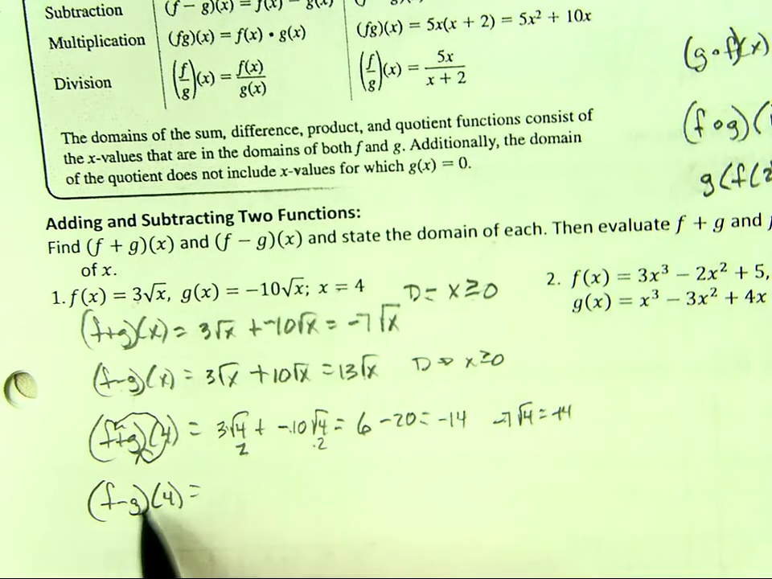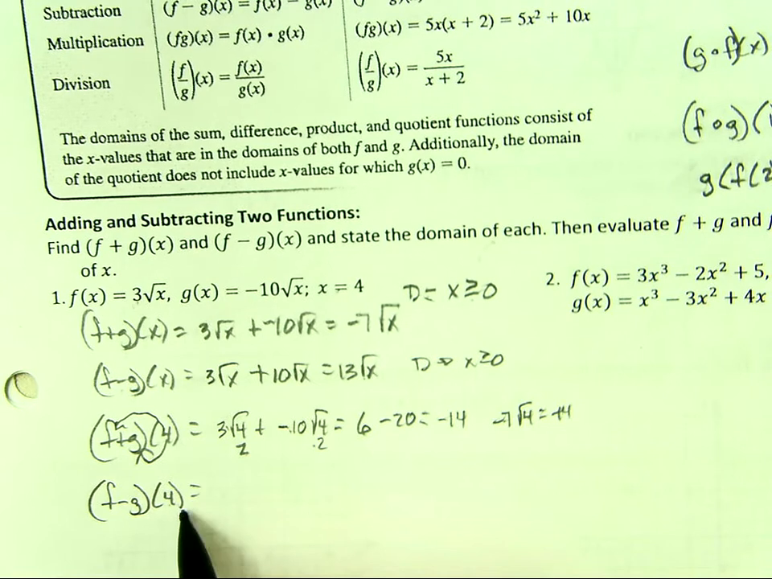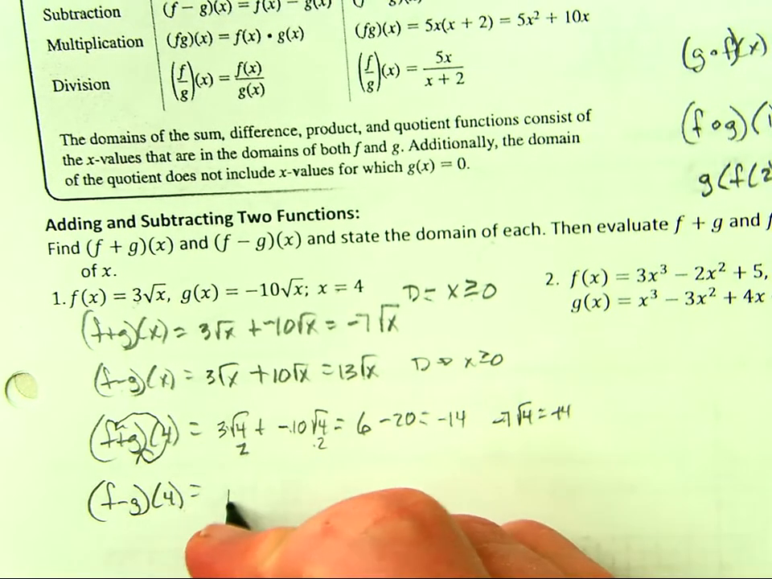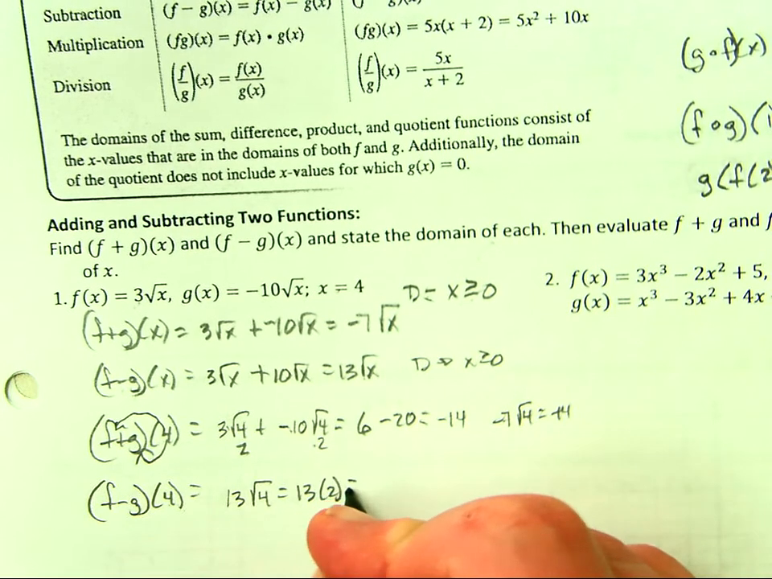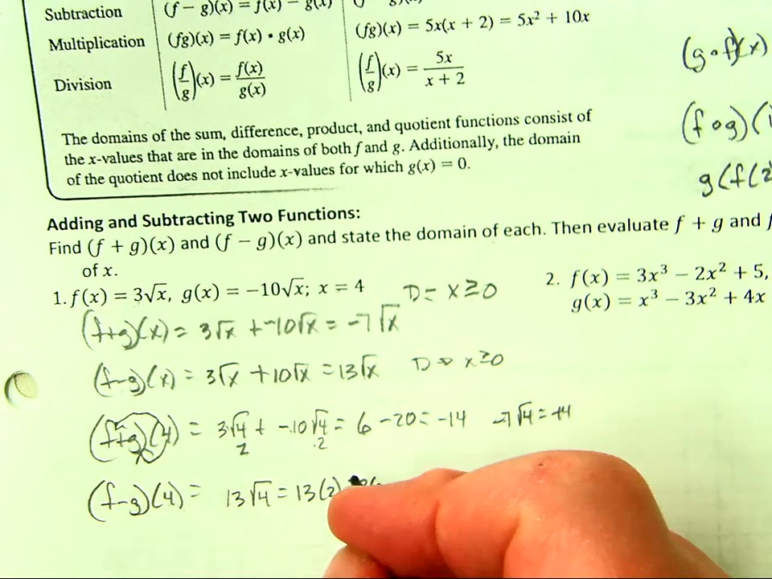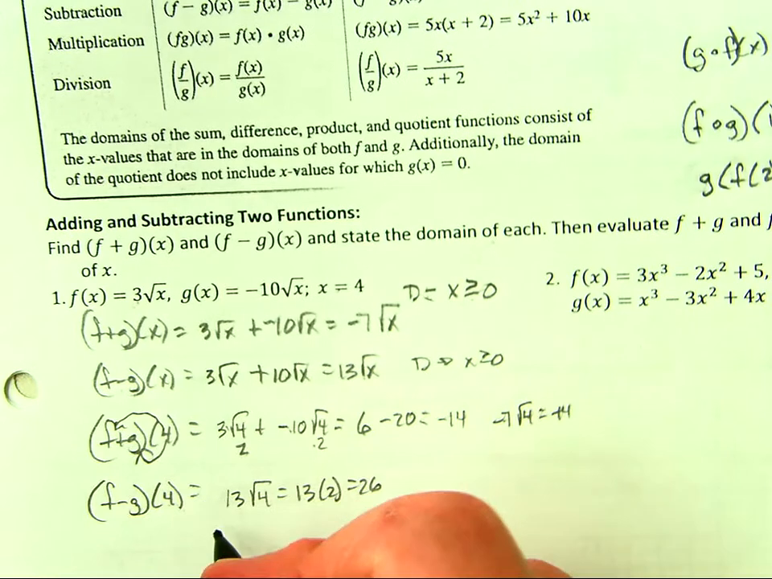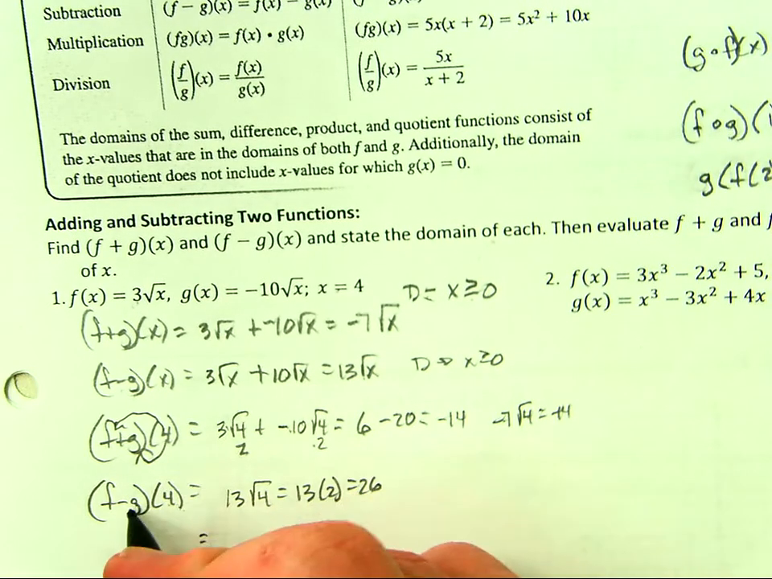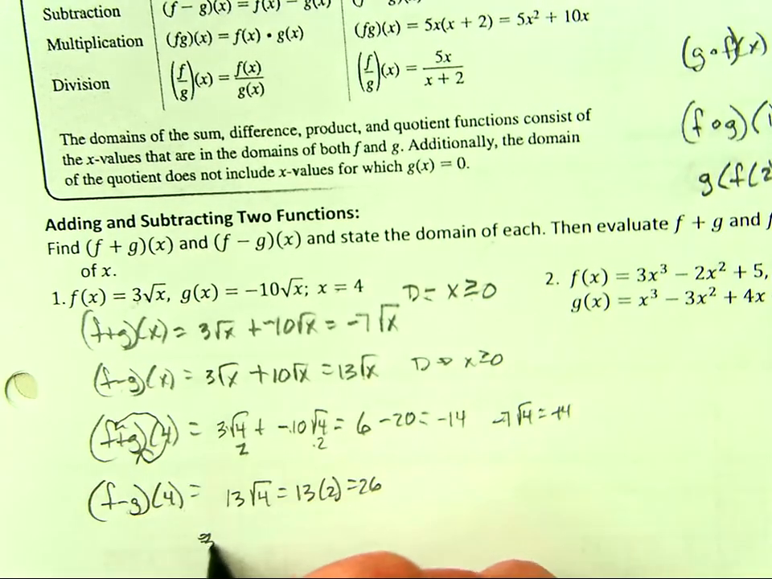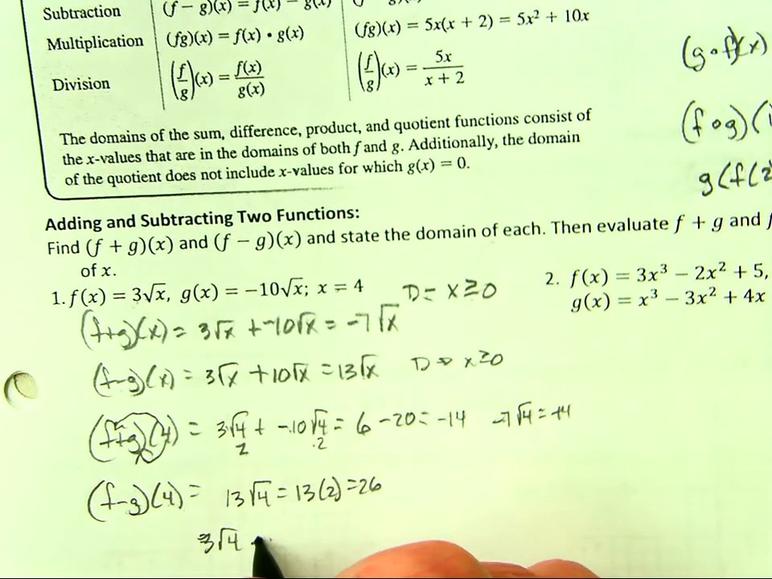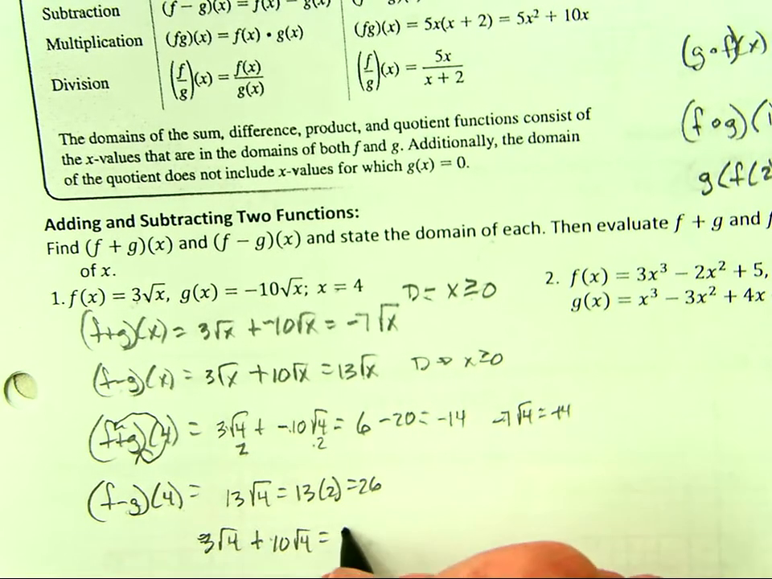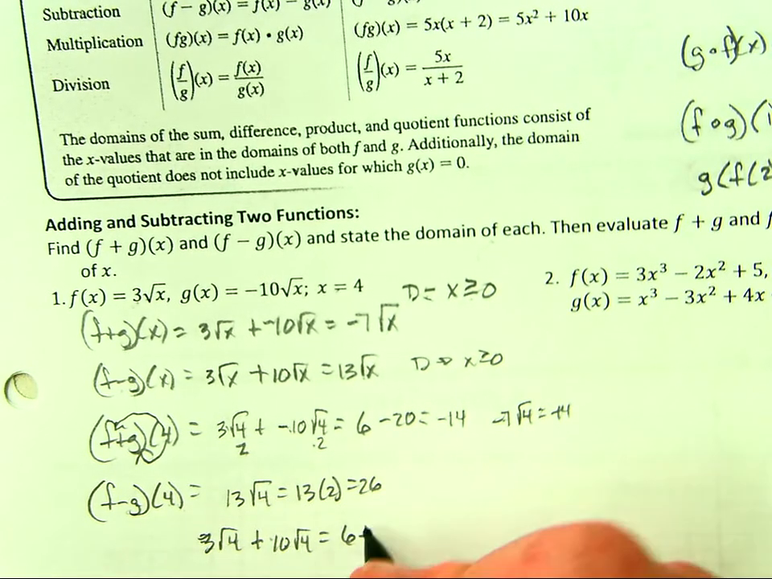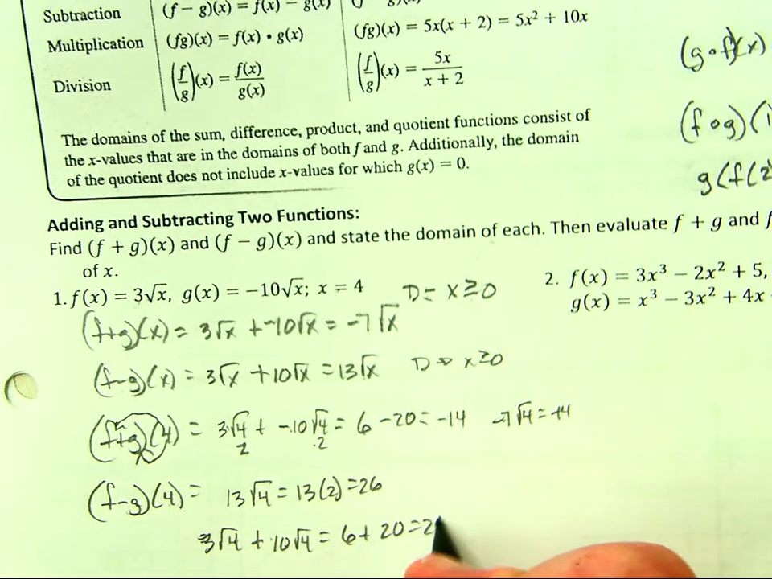if the problem asked you to do that. So f minus g of 4, if we plug it into what we found here, that'd be 13 times the square root of 4. That's 13 times 2, 26. We could have done it from the original functions. That would be f of 4 is 3 radical 4 minus g of 4, which is negative 10 radical 4. So 3 times 2, that's 6. 10 times 2 is 20, also 26, so it works either way.